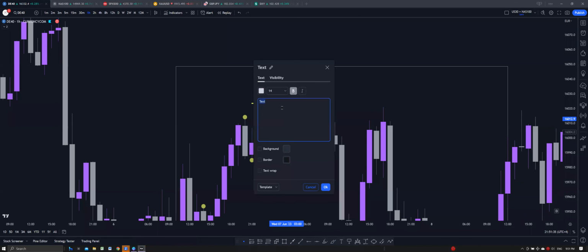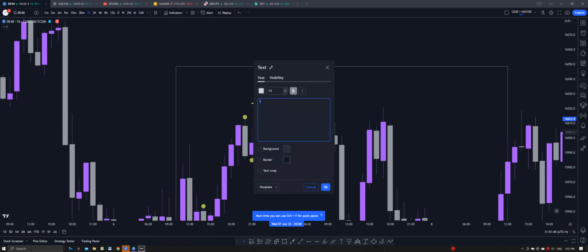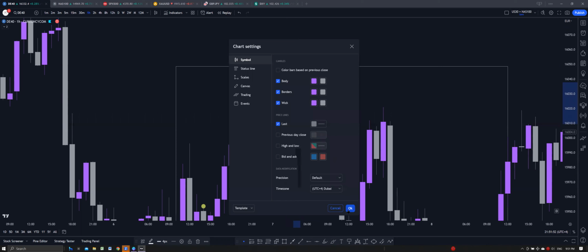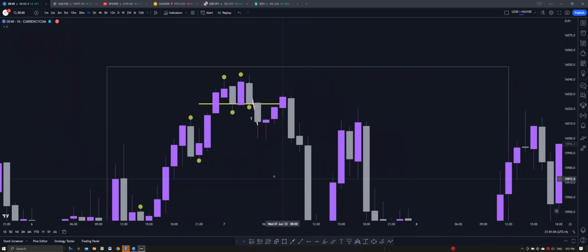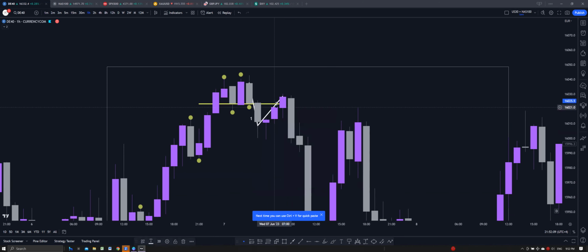Let me actually mark it off so it makes life a bit simple. So this is number one. Yep, this extension is number one. That's leg number one. And then leg number two is when price retraces, right? To create a new higher low, which is the second leg. And that's number 2, the second leg.